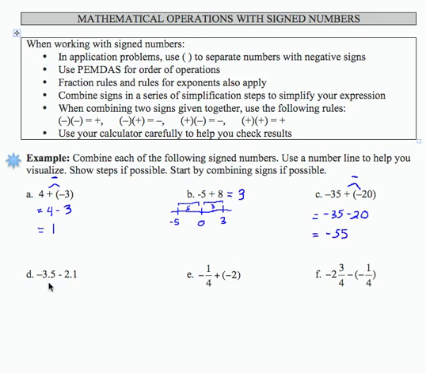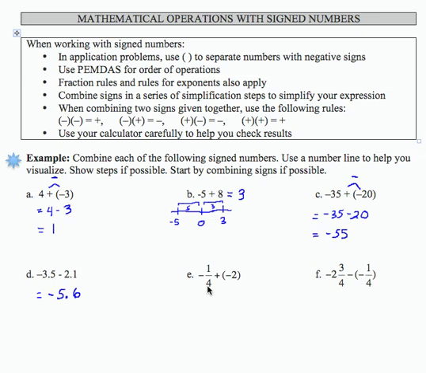In this example, I'm at negative 3.5 on the number line. I'm going to subtract 2.1, meaning I'm going to continue moving to the left. So that's going to give me a negative 5.6. And you can verify all of these on your calculator, but just be careful when you do so and include all of the parentheses and notation that you see in the original problem.